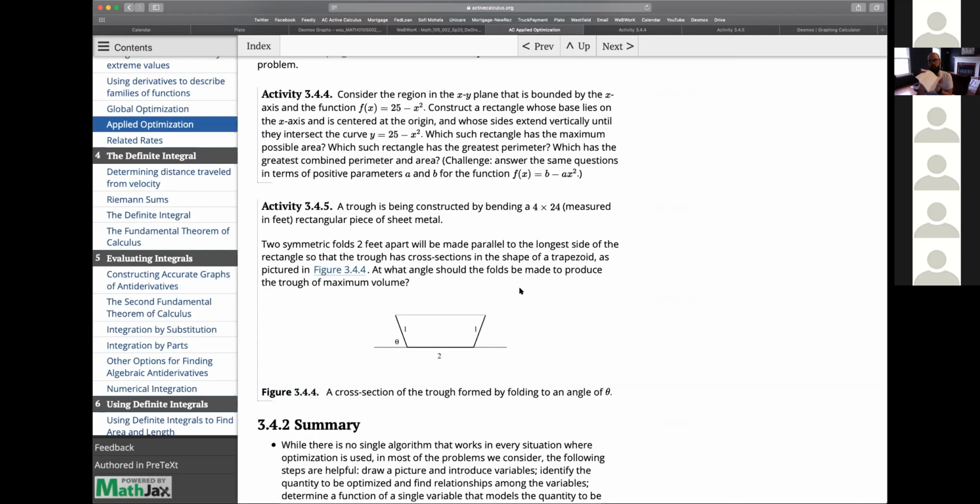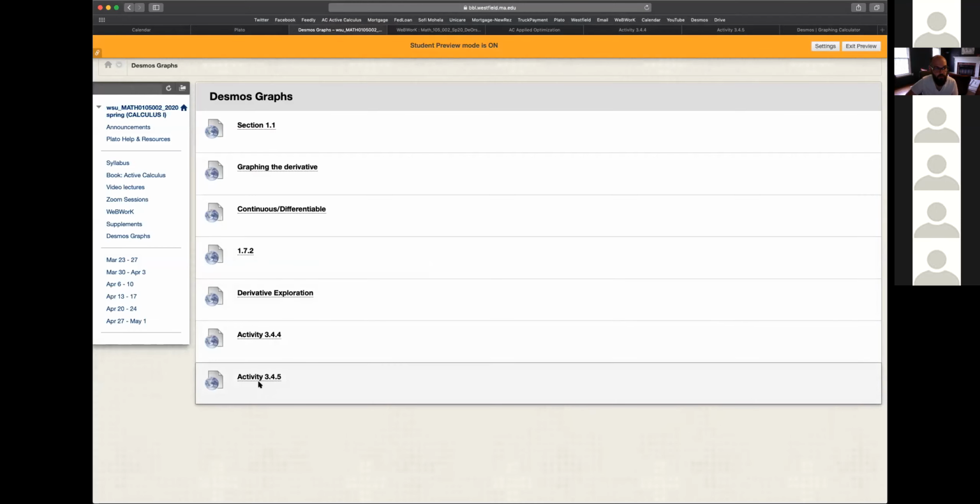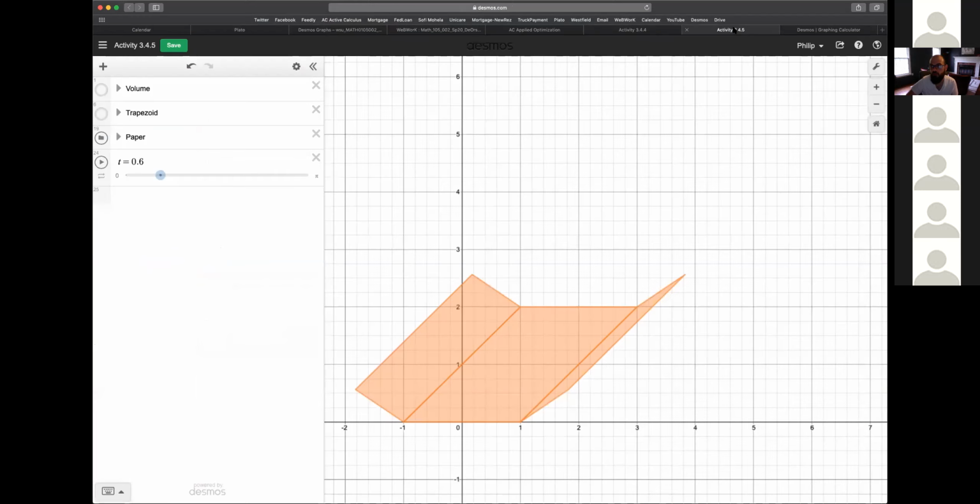So the question is, how far do you want to bend your paper up to create this trough? Now, what I thought was this problem was particularly hard to visualize, especially virtually. So if you click again on our Plato page, if you go to activity 3.4.5, what I've done is I've created a virtual version of this. So this is our Desmos interactive here, okay?